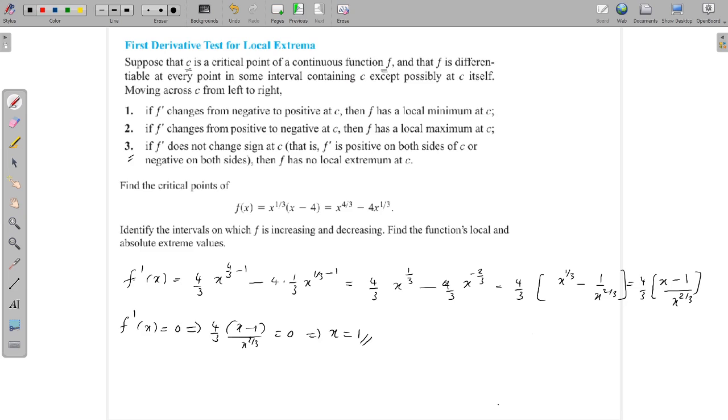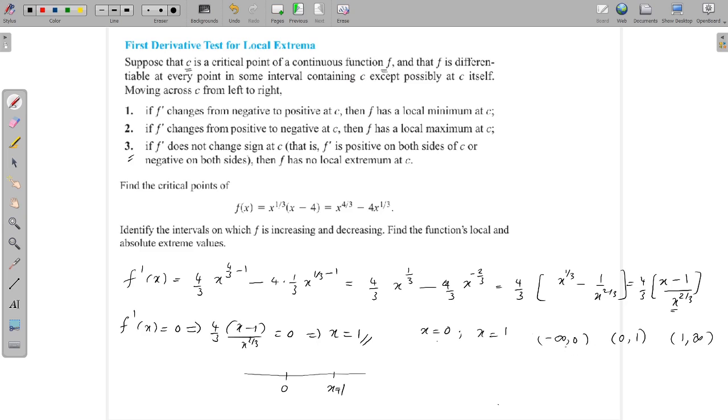But when you consider the derivative of this function, at the point x equal to 0, this function is not differentiable, as in the denominator we have x raised to 2 by 3. So the critical points are x equal to 0, at which the function is not differentiable, and x equal to 1. So these are two critical points. One is x equal to 0 and one is x equal to 1. So this divides the whole real line into three parts: minus infinity to 0, then 0 to 1, then 1 to infinity.